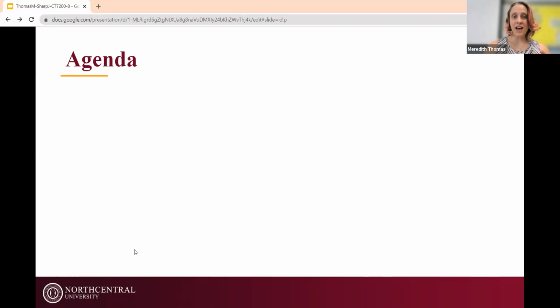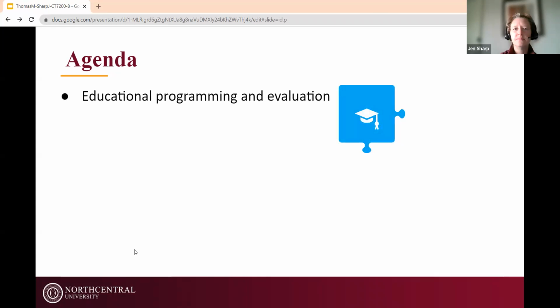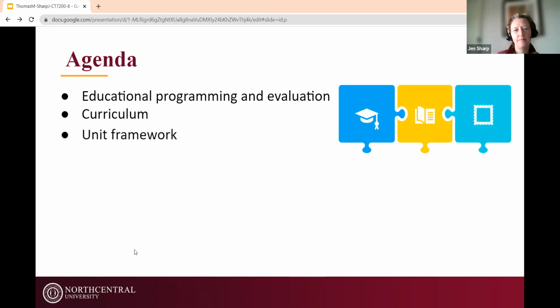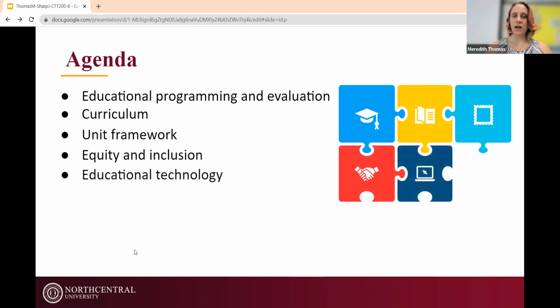So in the next few slides, we will cover some key topics and answer the following questions. What is an educational program? What are some effective ways to evaluate educational programs? What is curriculum, and what are some ways to evaluate curriculum? What are the key elements of a unit framework? How can educators design and evaluate curriculum for inclusivity? How is technology relevant to an inclusive approach to curriculum design?